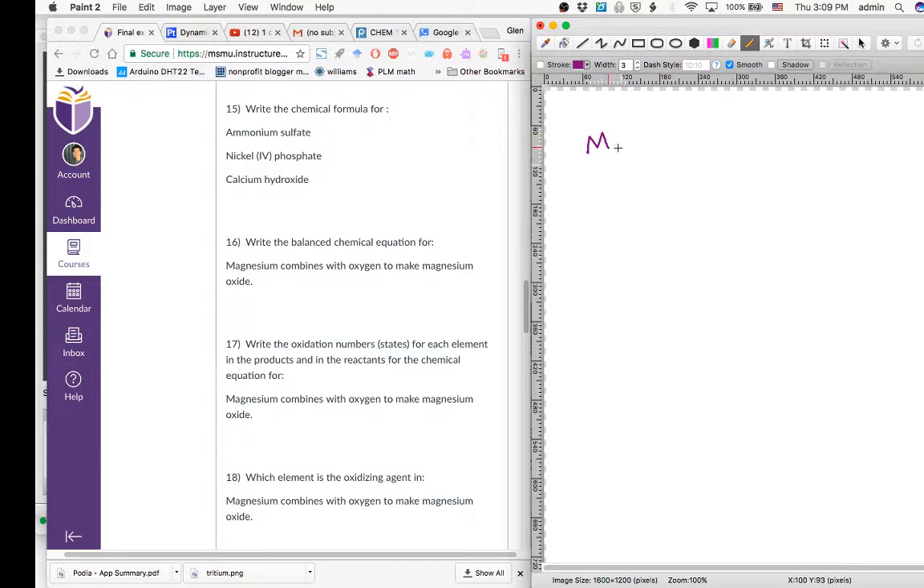Magnesium, here's magnesium, combines with oxygen, here's oxygen, to make magnesium oxide. So to balance this, I need a 2 here and a 2 here. Now it's balanced. That's it. It's best if you also include the states of matter. So this is solid, this is gas. Any metal is usually a solid, except for mercury, which is a liquid. This is magnesium oxide. Any ionic compound is usually a solid.